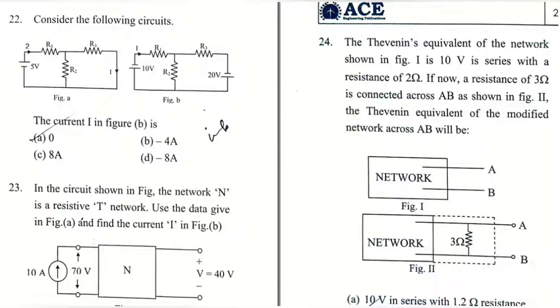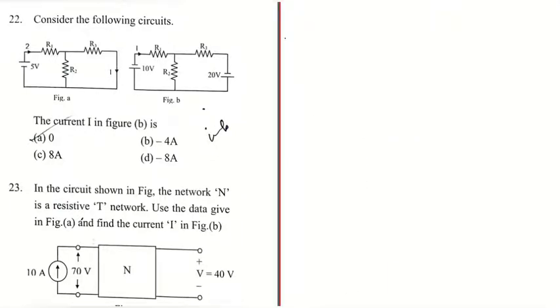Okay, now we can do the 22nd question. In the 22nd question it is asked the current I in figure B. We have to find out the current I in this figure. So we have to apply the reciprocal theorem over here, and there are two sources. In figure 2 I am going to just consider this 10 volt for now. I am going to do the superposition principle over here. I am going to short circuit this 20 volt. Now there is only this 10 volt.